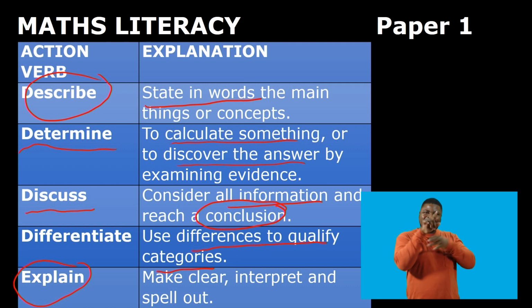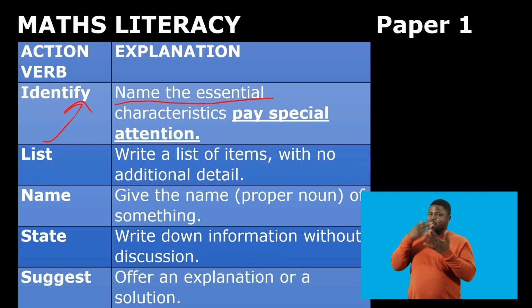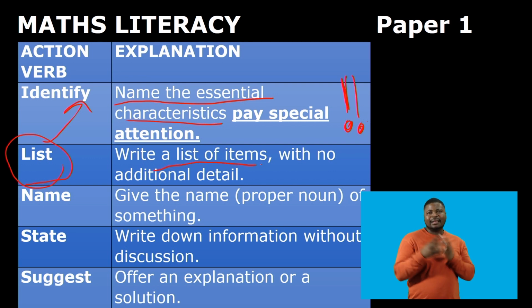Explain is to make clear, interpret, spell out the answer. So that is where you need to be very clear on what you think your answer will be. Then we go to identify. It's where you name the essential characteristics, but please pay special attention to the question and make sure that you identify the correct category. Then list: when they ask you to list, it's a list of all items. Keep this answer short. Don't write paragraphs, rather use bullets.